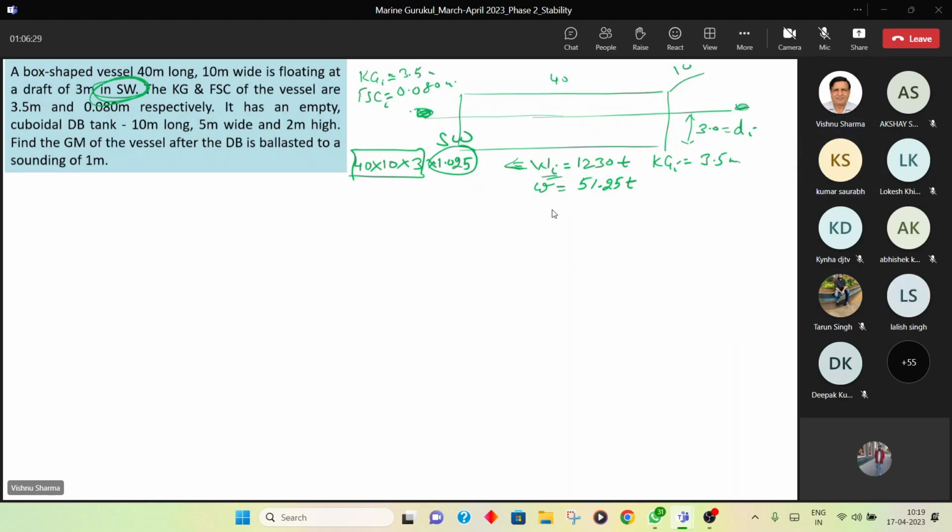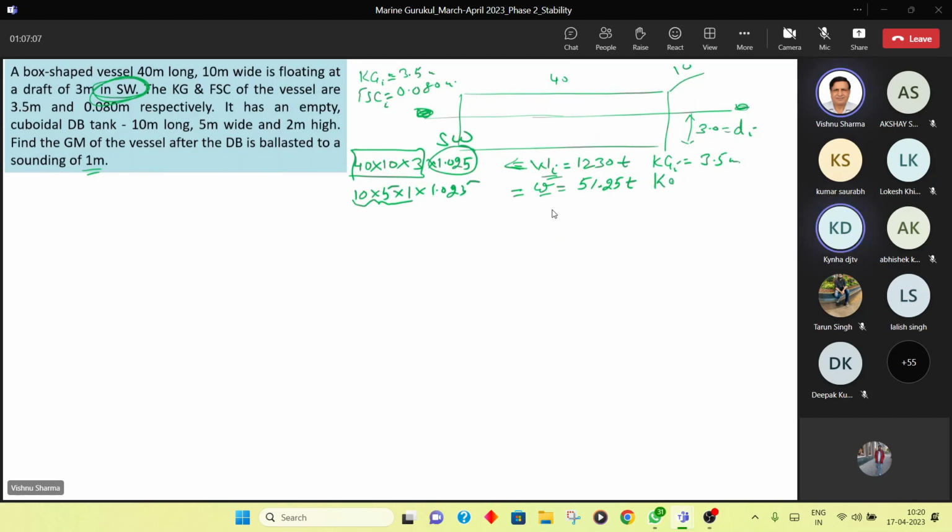Now understood, sir. Okay. Now tell me how much will be small w. Small w will be equal to the volume of the water ballast. It is taken in a tank which measures 10 by 5, so 10 into 5, and it's taken up to a sounding of 1 meter. Into sounding, this becomes the volume of the ballast multiplied by density of the seawater, which becomes 21.25. Correct, guys? Yes, sir.